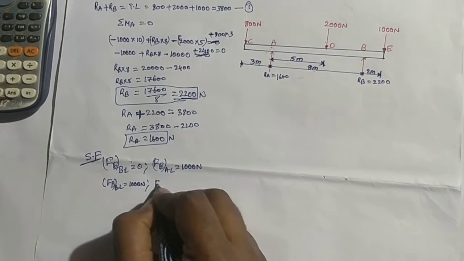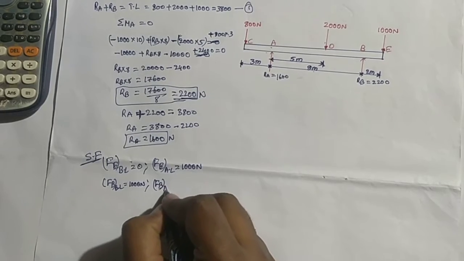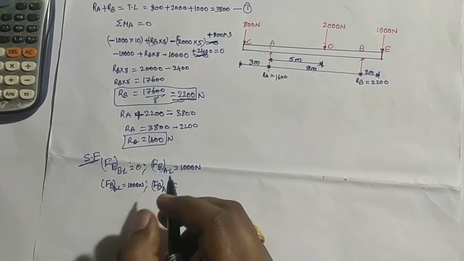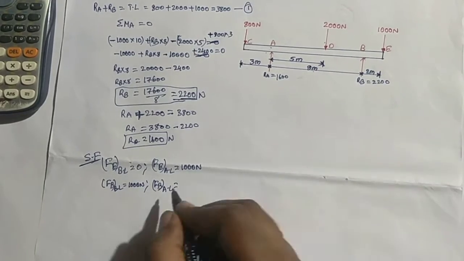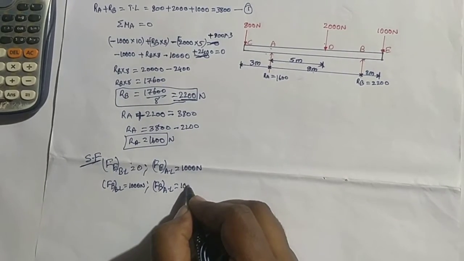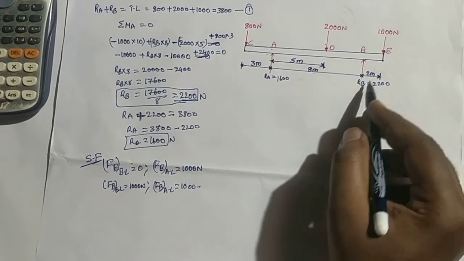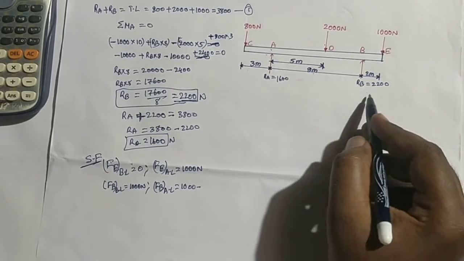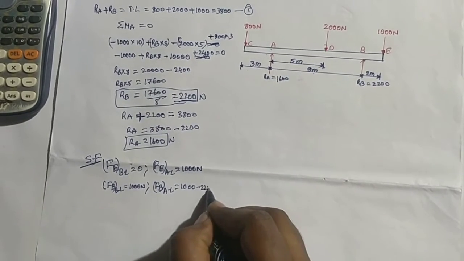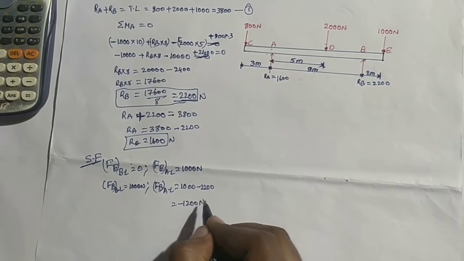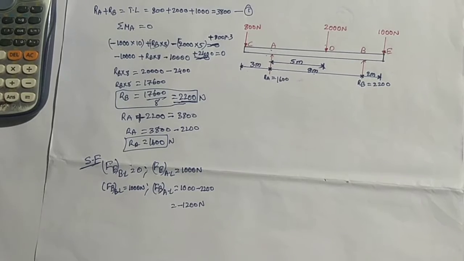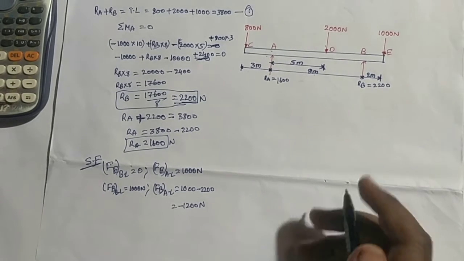Next, shear force at point B after load equals, we need to consider this reaction force also, that is 1000 newtons minus the reaction force. The reaction force is acting upward, so it is taken as negative, so the value is minus 1200 newtons. Okay, that is the shear force at point B.